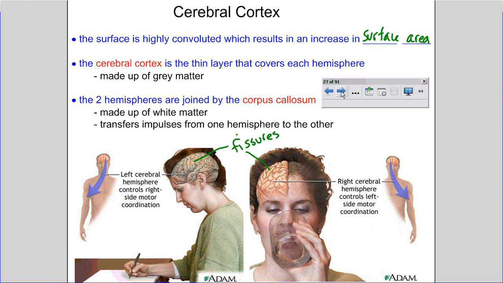So that's how it works with your brain, because the left side is controlling the right side in terms of movement, and the right side is controlling the left side in terms of movement.